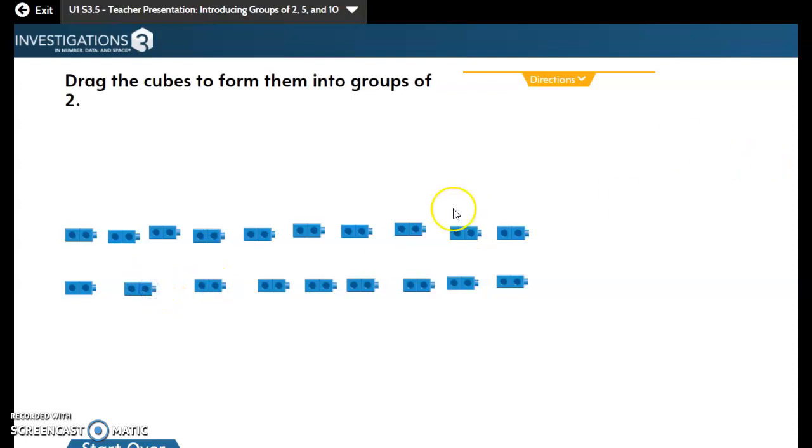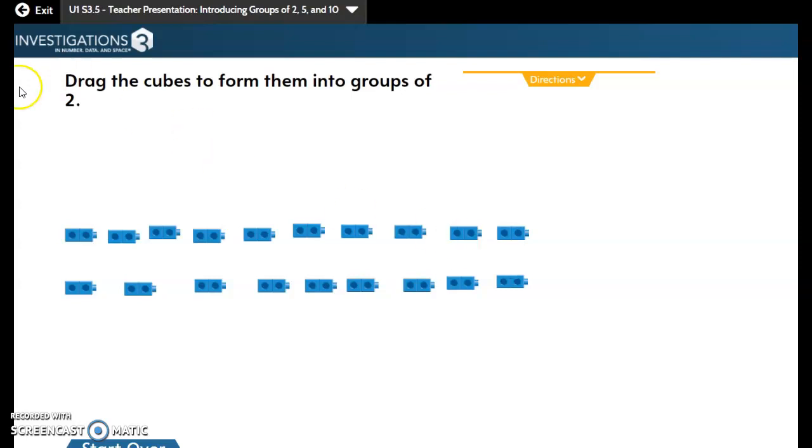I could count by 1s, but since I have these grouped into groups of 2, I'm going to count by 2s. So together we will count these. 2, 4, 6, 8, 10, 12, 14, 16, 18, 20, 22, 24, 26, 28, 30, 32, 34, 36, and 38. I have recounted here, so I know that I have exactly 38 cubes. That's a very important step.